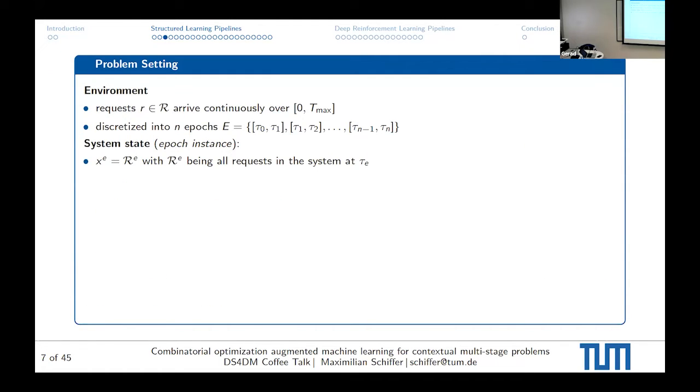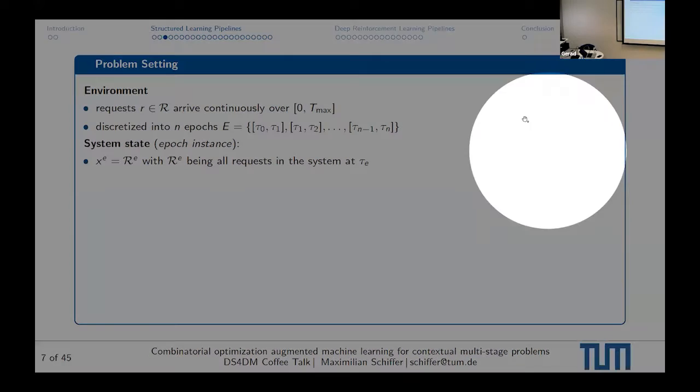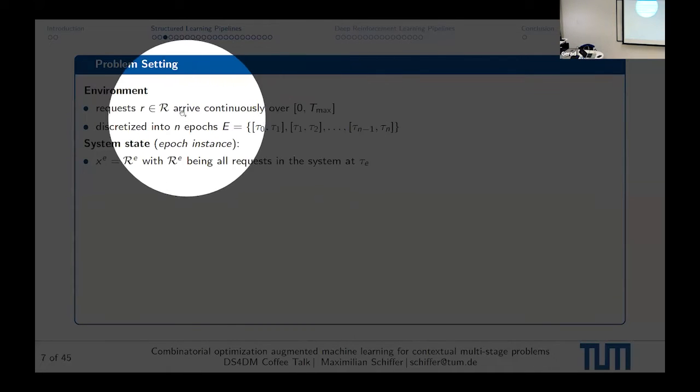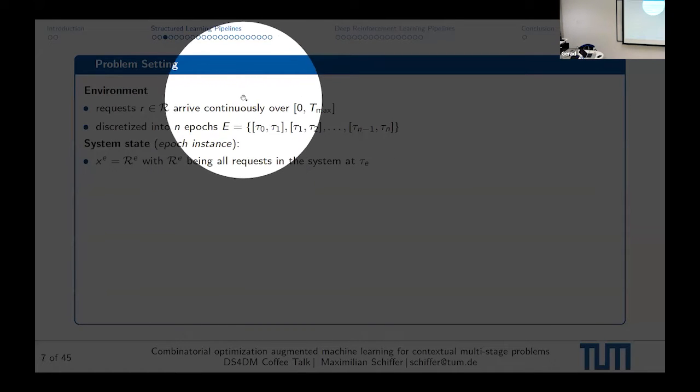So a bit more technical, if you want to model that, that can be modeled as an MDP. So we'll talk a little bit about states, transitions, decisions, and policies. And then the question is, how do we learn that policy? In the end, we have some time horizon from 0 to a finite end. We have requests arriving continuously over time.